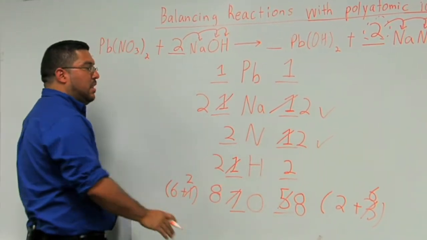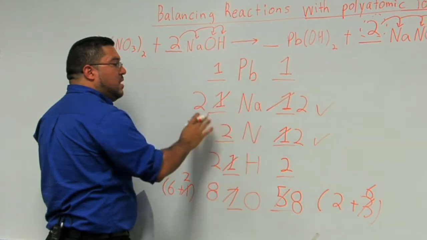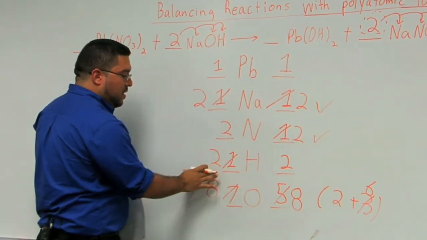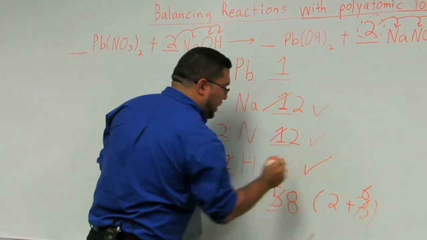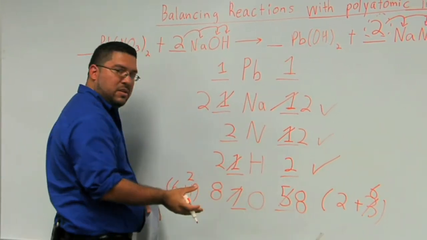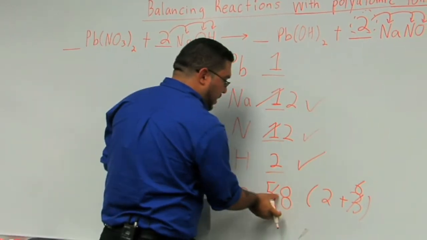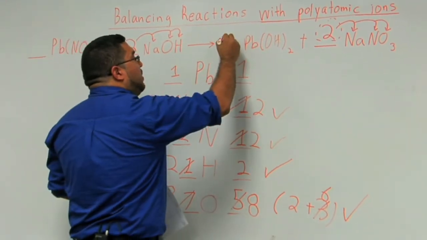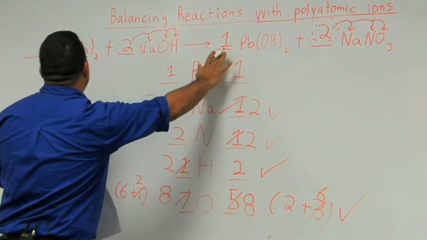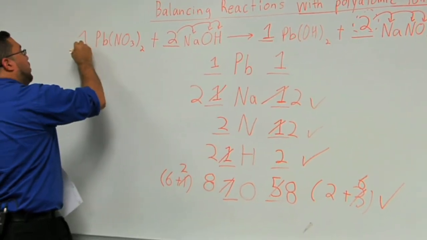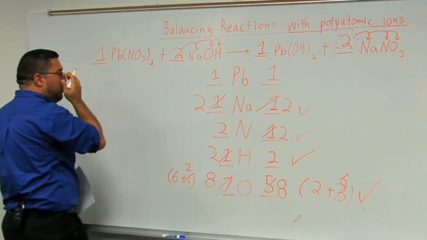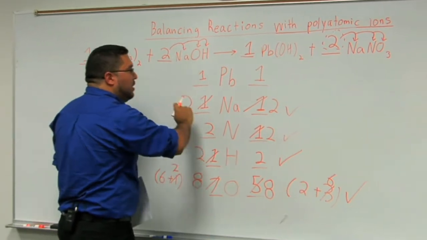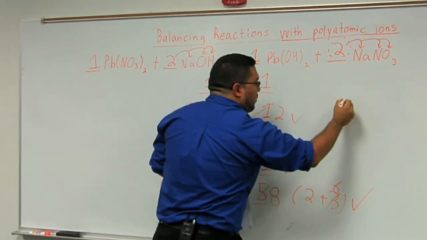And look what happened. Now we have 1 lead on both sides, 2 sodiums, 2 nitrogens, 2 hydrogens, so that's balanced, and your oxygens are actually balanced. You have 8 on the left and 8 on the right. The only thing you have to do now is make sure you put a 1 on the blank coefficient spots. So we'll put a 1 there, and we'll put a 1 there in case it asks you for the sum of the coefficients. It would be 3 for a total of 6.